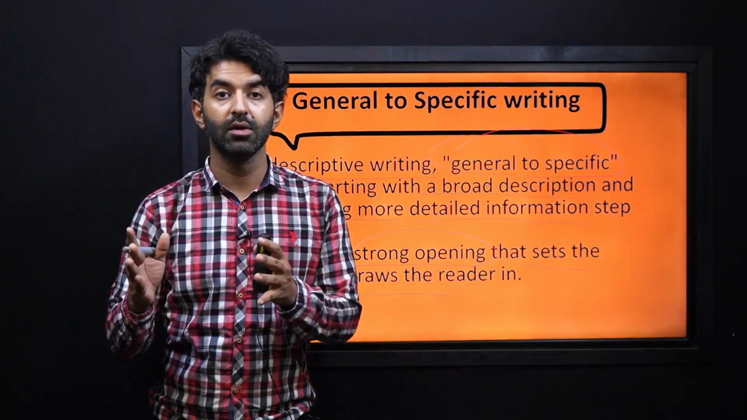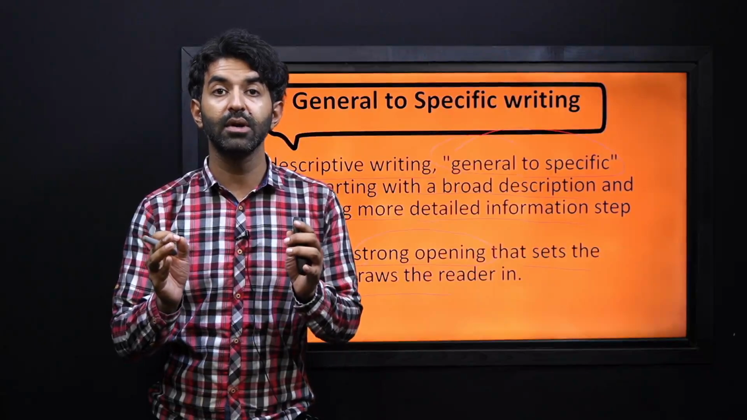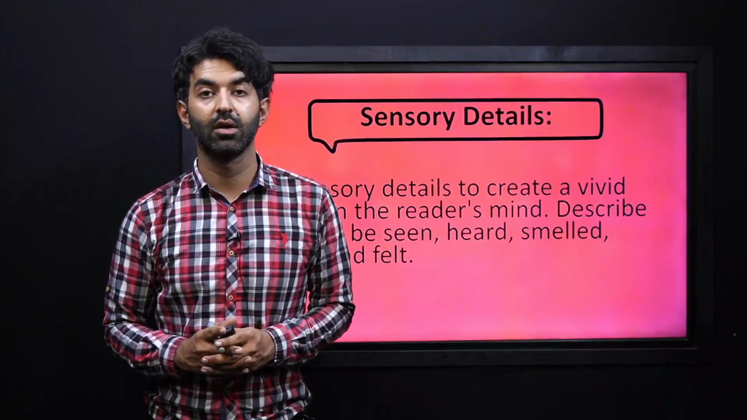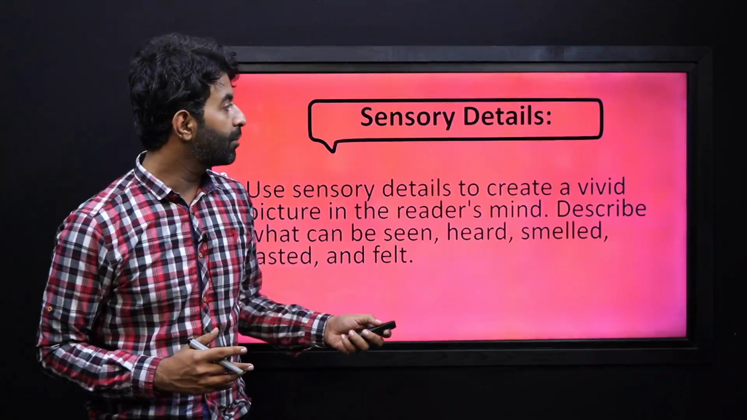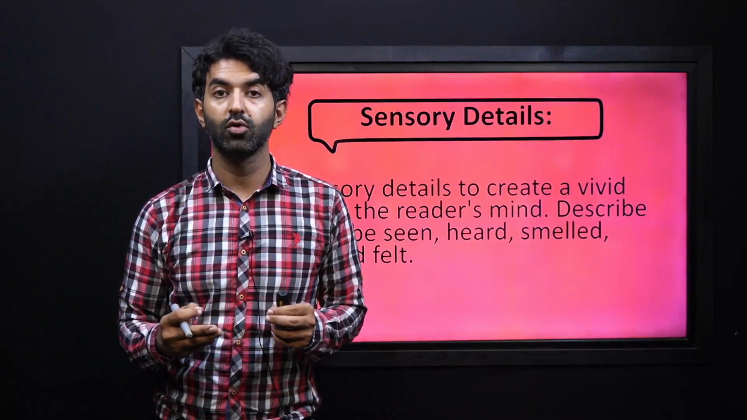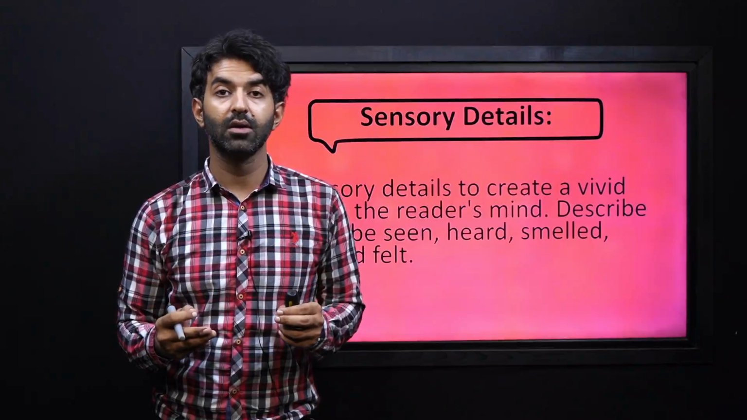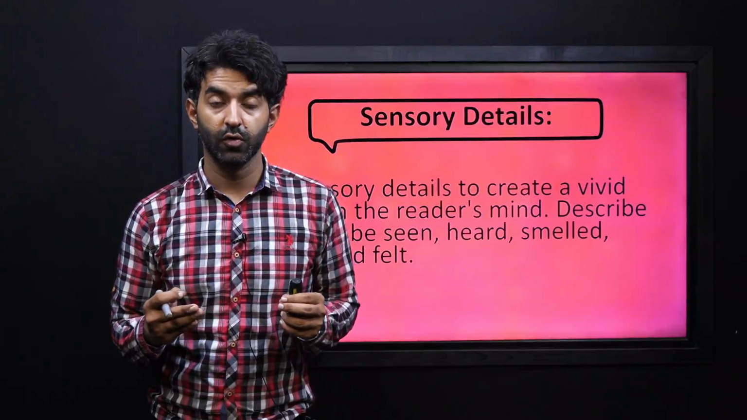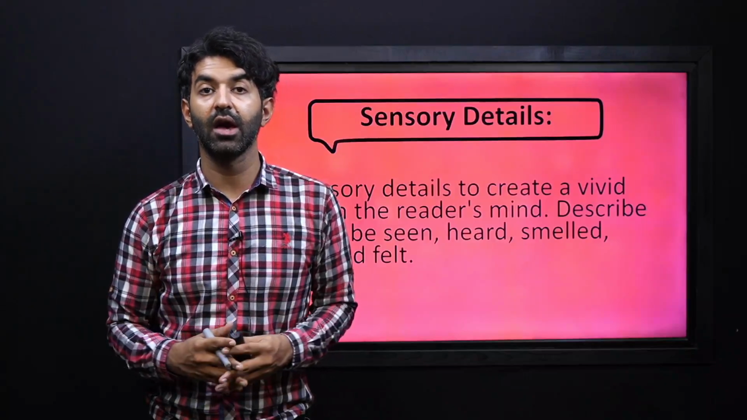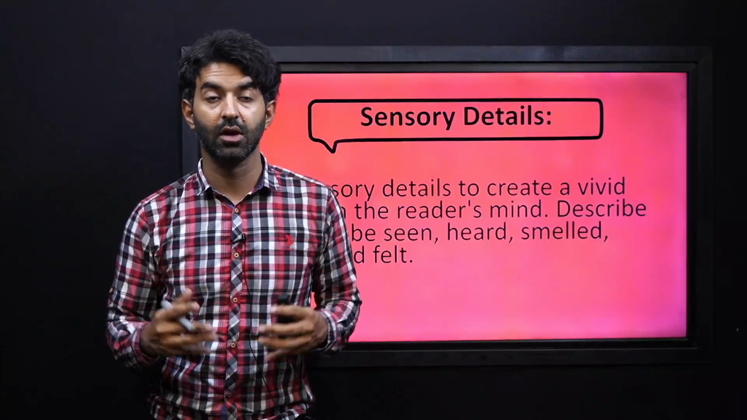Then you become more specific and particular about the topic. This is what we call the general to specific method. Let's talk about sensory details. My dear learners, we are going to make the reader feel the senses using our words. So we will be using sensory details. They are related to our senses.